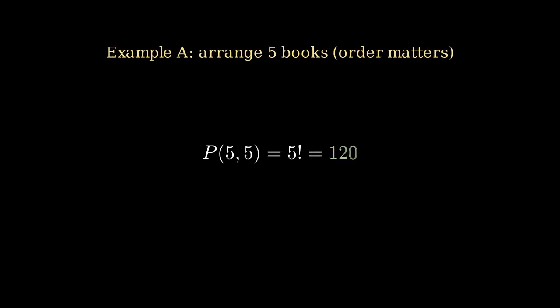Worked example A. A straightforward permutation. How many ways can you arrange 5 different books on a shelf? Order clearly matters here, and all 5 books get used, so this is P of 5, 5 equals 5 factorial equals 120.